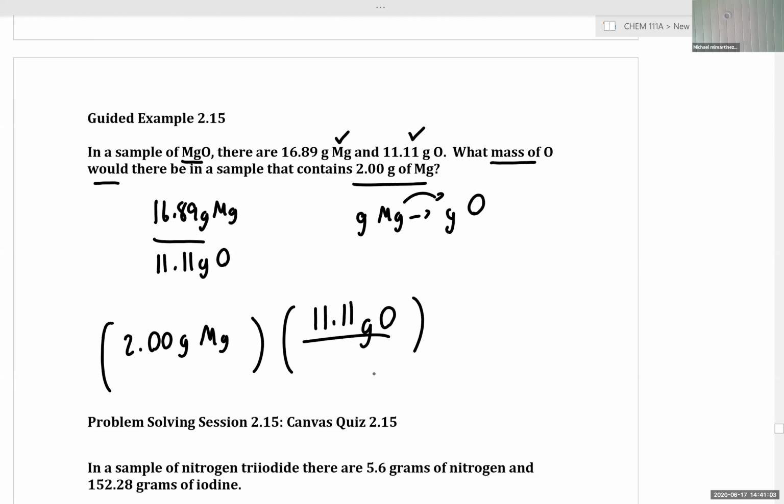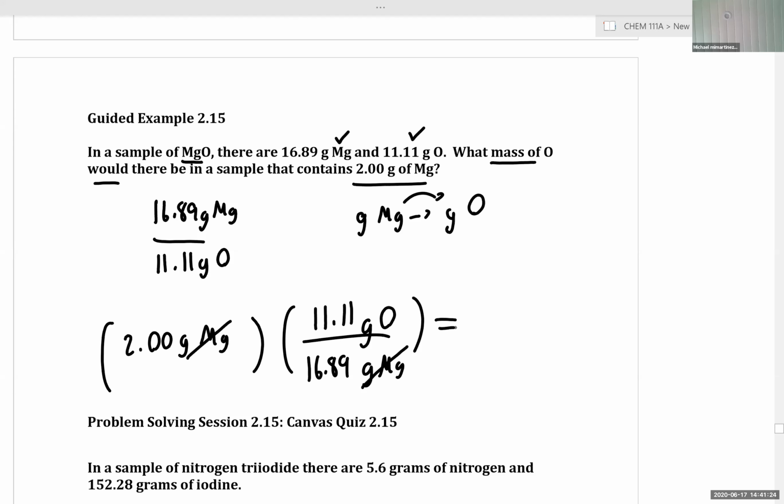And what units do we have on the bottom? What units do we have on the bottom to get rid of the grams of magnesium? The grams of magnesium, exactly. This gives us 16.89 grams of magnesium. Our grams of magnesium cancels, and we're left with grams of oxygen.